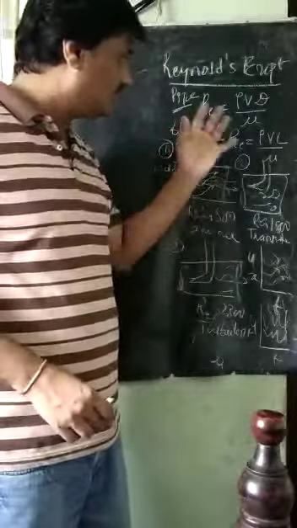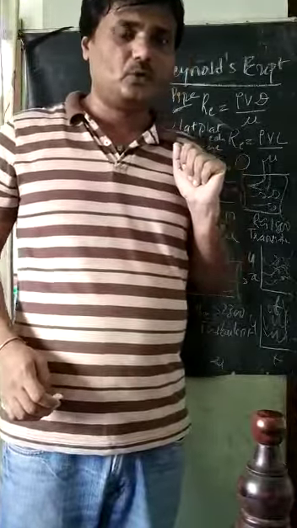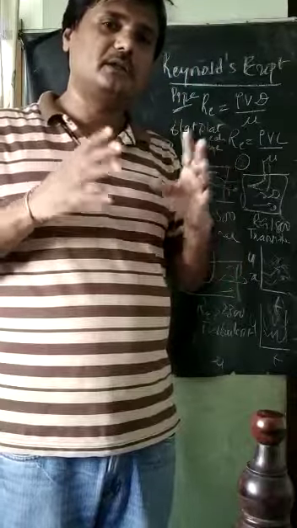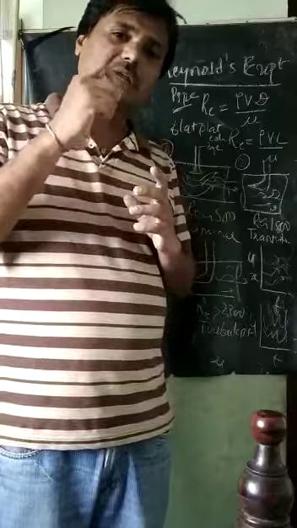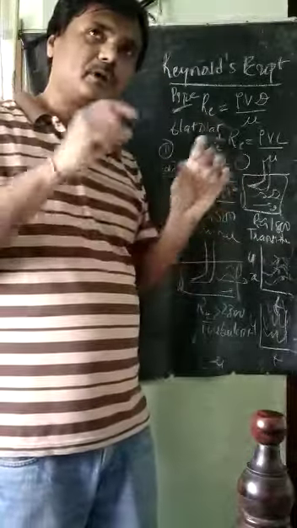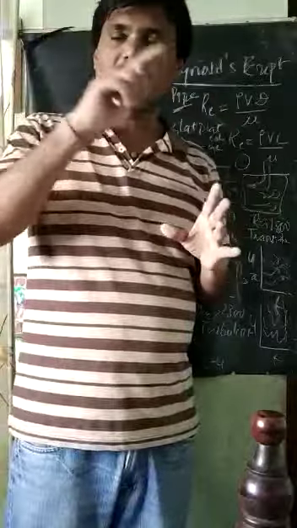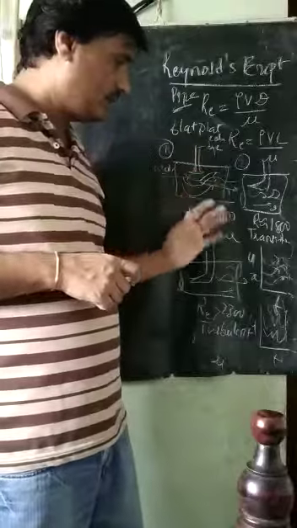This is the experiment conducted by Reynolds to differentiate laminar flow and turbulent flow by using dyes in a transparent pipe. These are the transparent pipes. We can visualize how the fluid flow is taking place here. This is about the Reynolds number here.